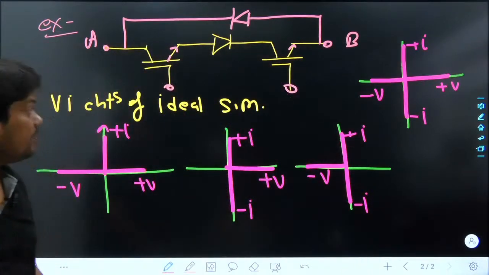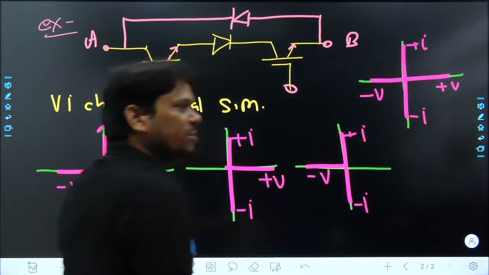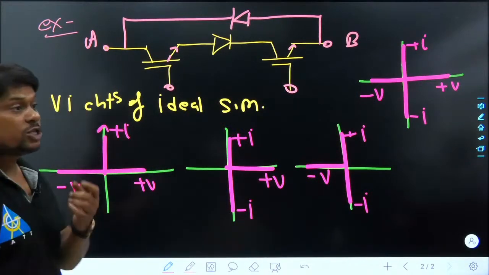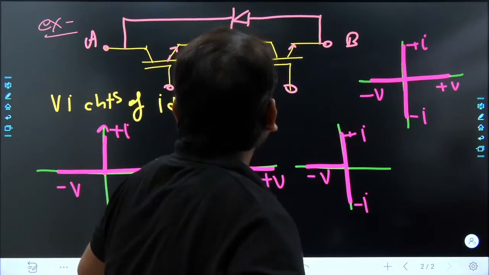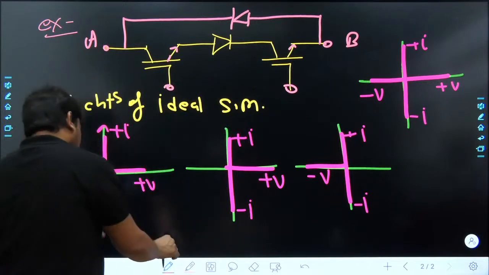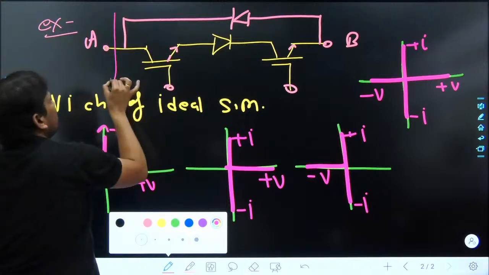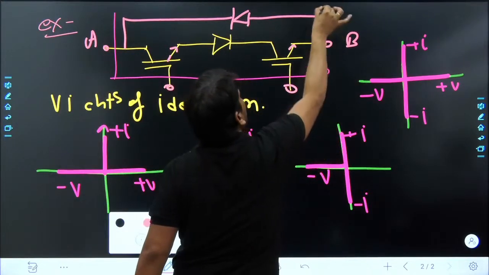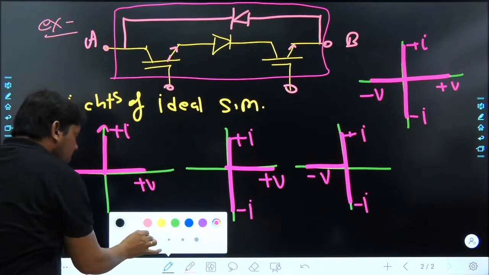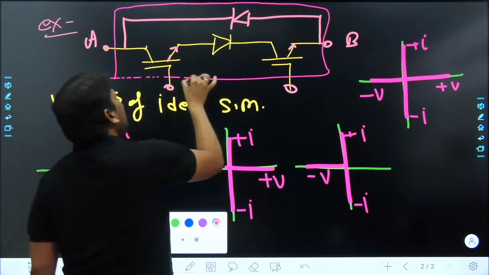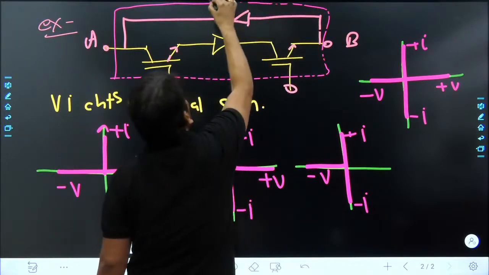Think properly: what will be the VI characteristic of the switch module? Quadratic, you can think, okay? But definitely we have to reply in the ideal way only. So this is our total switch module. We have to draw the VI characteristic with respect to VAB or IAB. This is the thing.